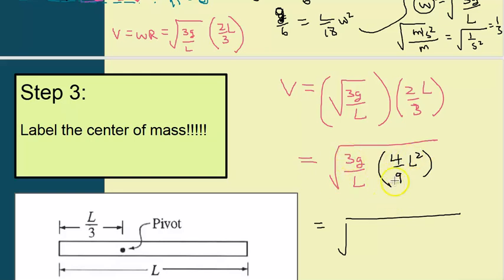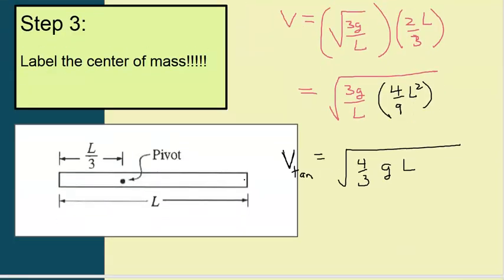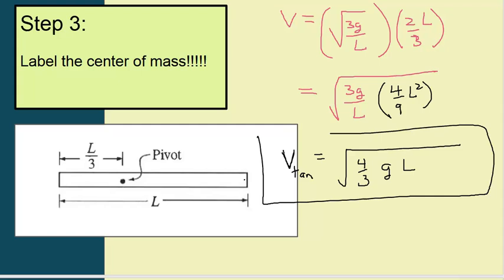One of these L's cancels. One of these 3's cancels. So what do we got? 4/3 GL. That is the tangential speed, because it would fly off tangent, of the very, very end of the meter stick. And that is what you're going to do in the lab: you are going to predict the speed of the meter stick and then use a photogate to confirm that you are correct. Okay, I think that might be it.